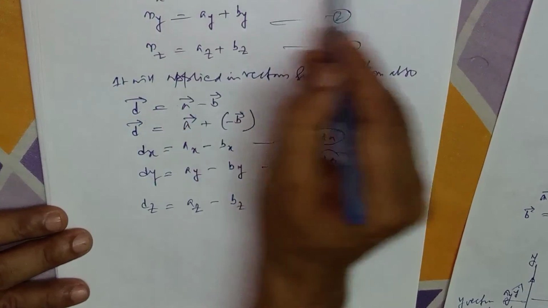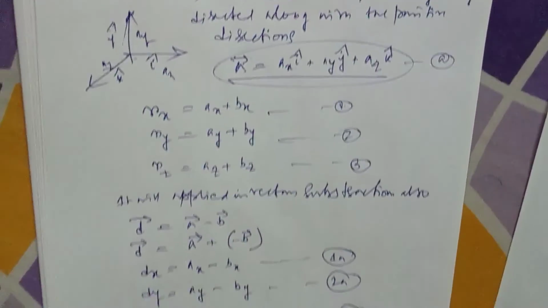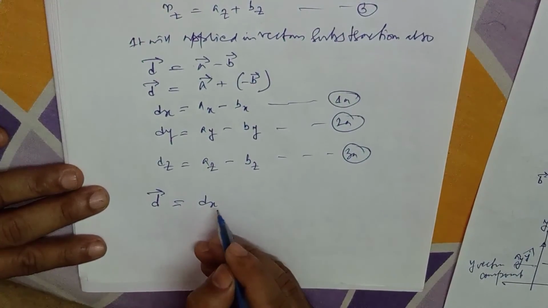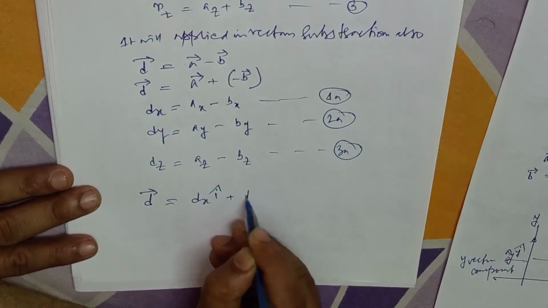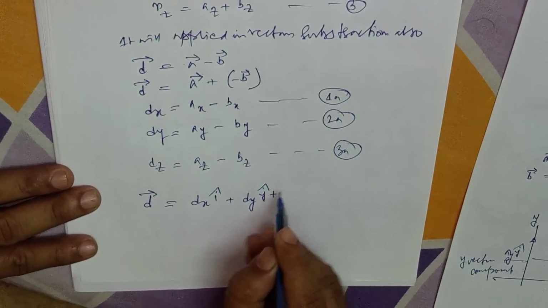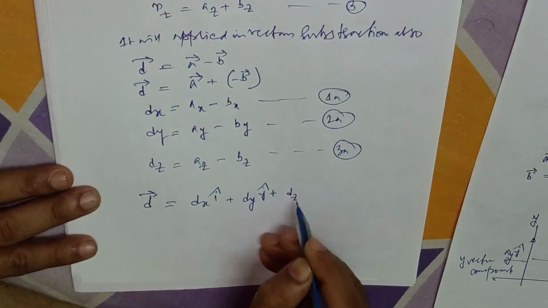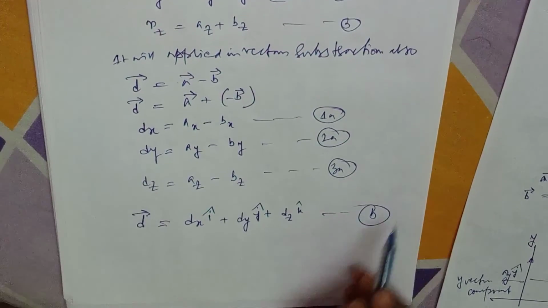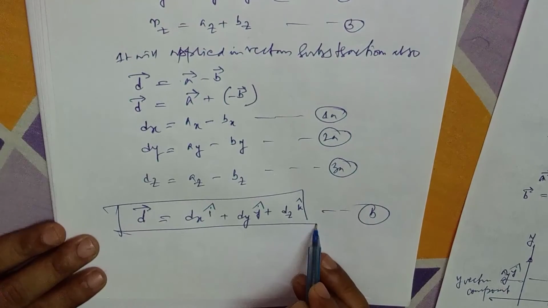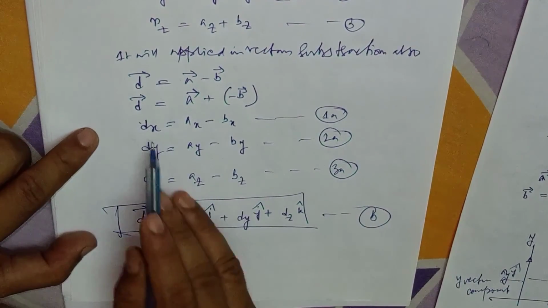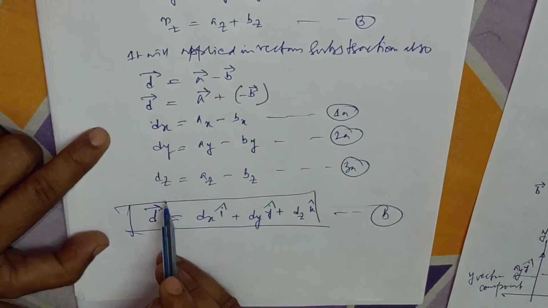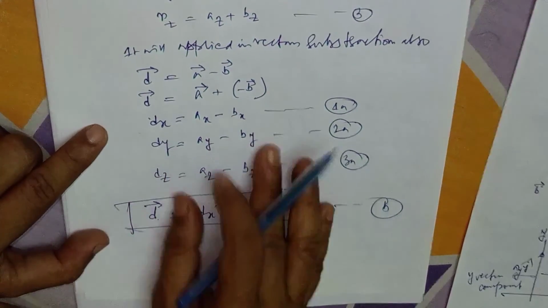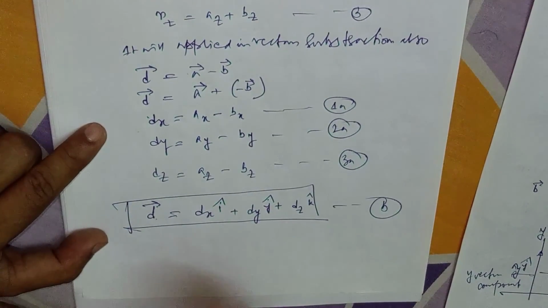So these are the results we get from the subtraction. As with addition, the d vector will be dx i plus dy j plus dz k. So this is what we get by adding these. So this is the situation we get by subtracting vectors by components.